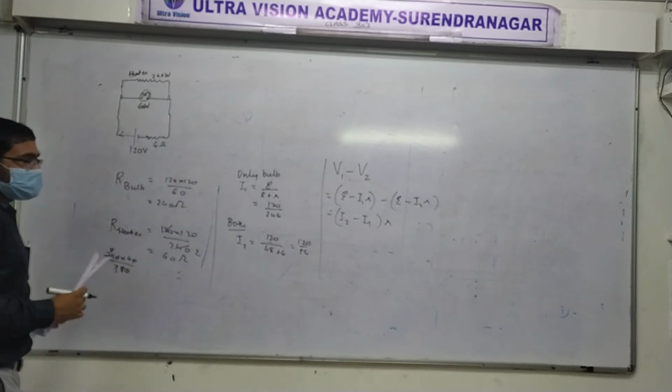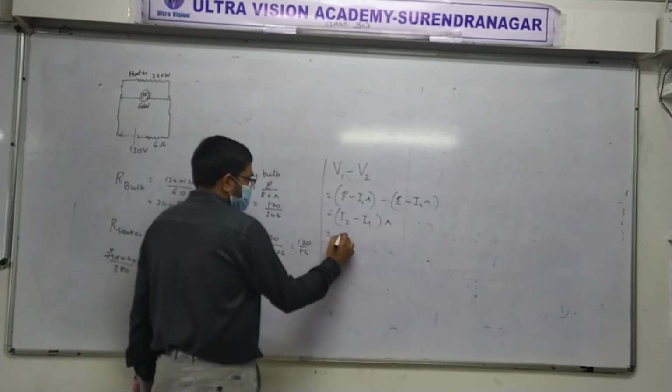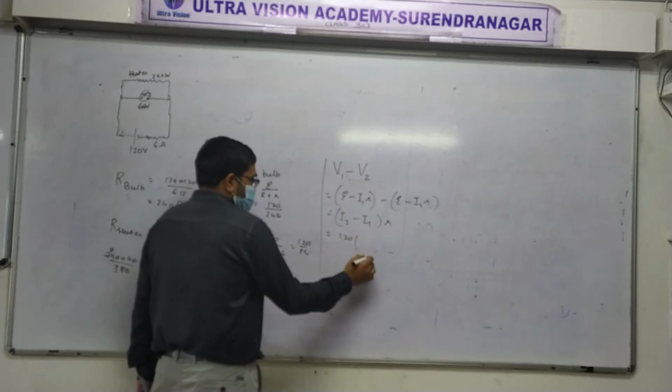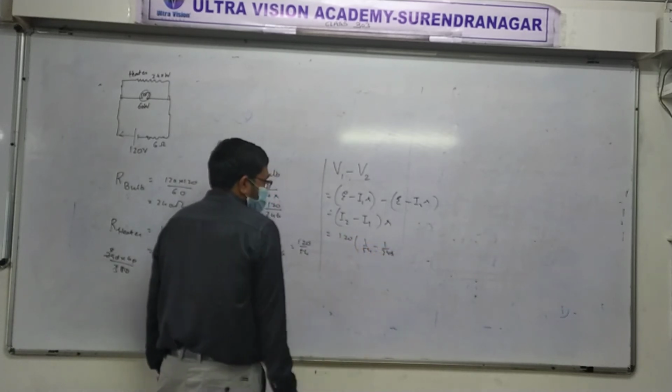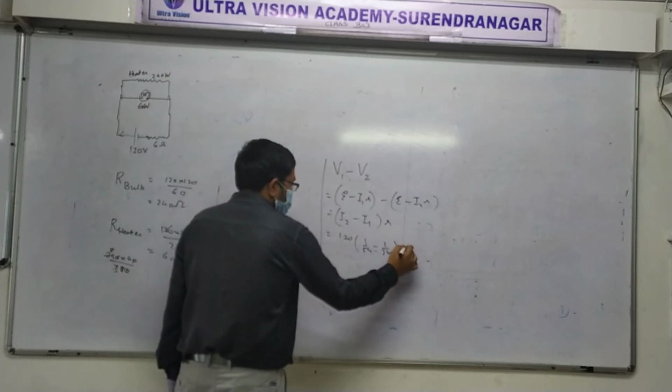I2 minus I1 into R. So what is I2? 120 by 54. 120 common. 1 by 54 minus 1 by 246 into internal resistance.